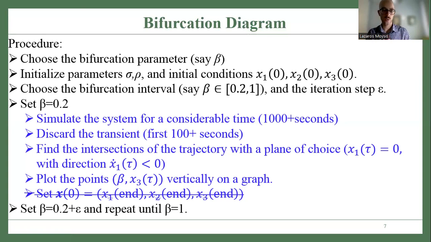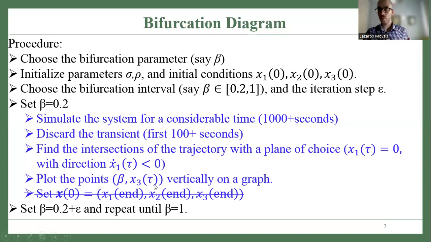Here we choose the plane x1 equals 0, and we choose the negative direction because, as the trajectory moves, it cuts the plane one time going in and one time going out. We are only interested in one of these intersections, so either positive derivative or negative derivative. Here I choose the negative derivative. So once I find all of these intersections, I plot vertically the points: beta, the parameter of interest, and from this intersection with x1 equals 0, I can plot either x2 or x3, one of the other two states. Here I choose x3. So I plot all of these intersections vertically on a 2D graph.